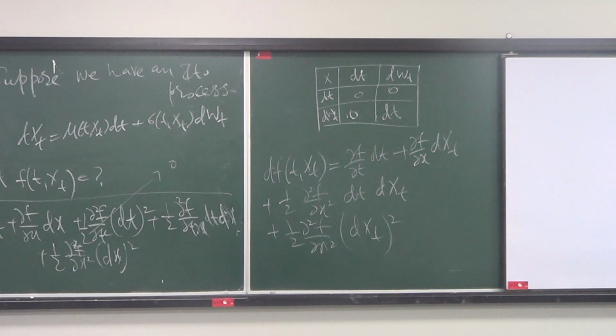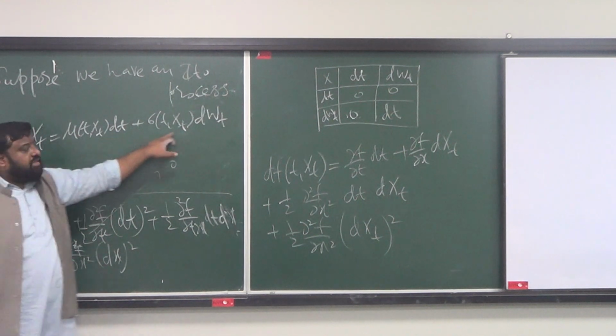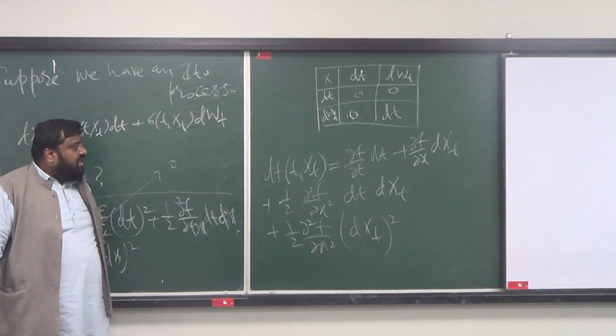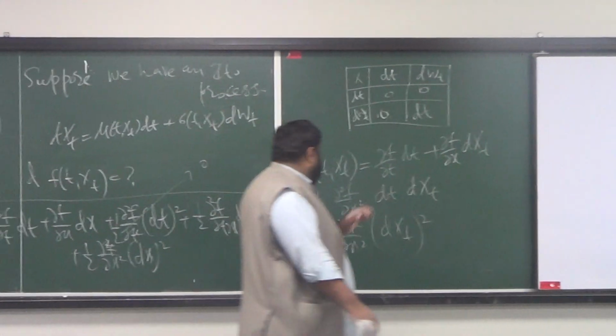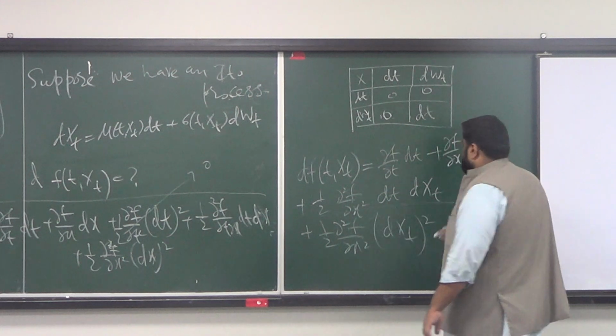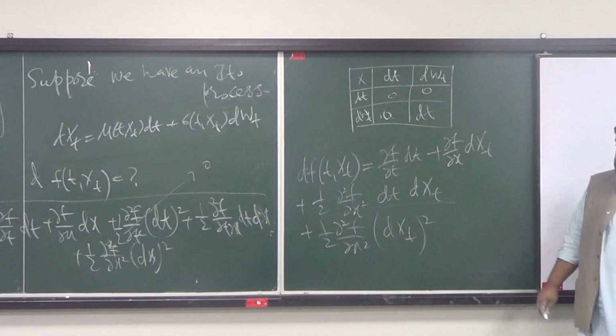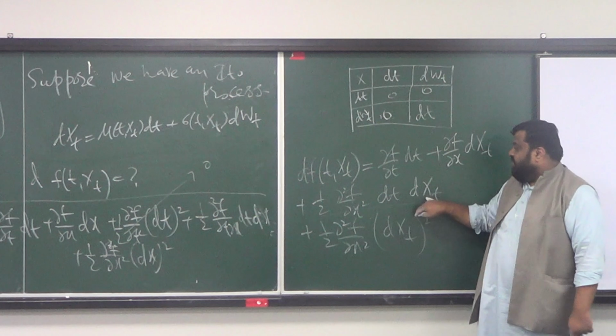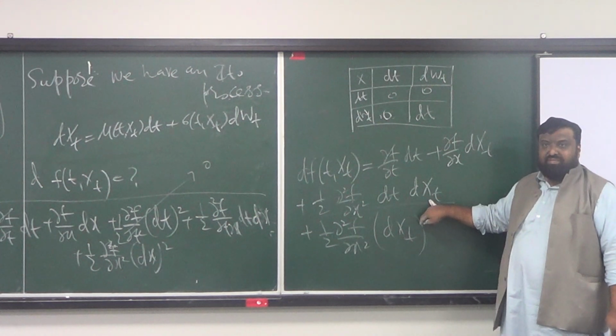Now let's write it more explicitly. If your dxt is mu dt plus sigma dwt, then what term will survive from here? In other words, substitute the value of dxt here.